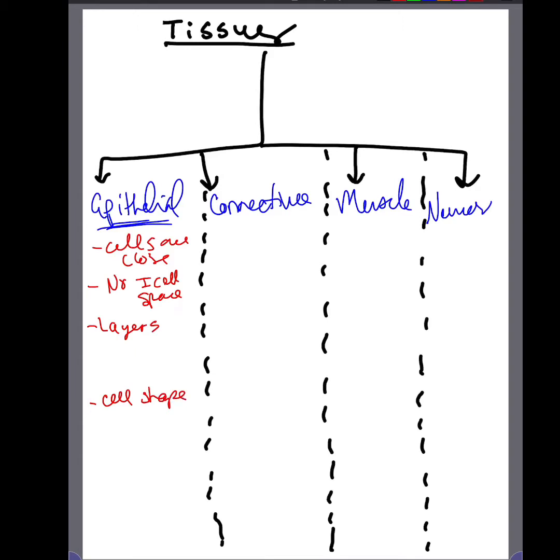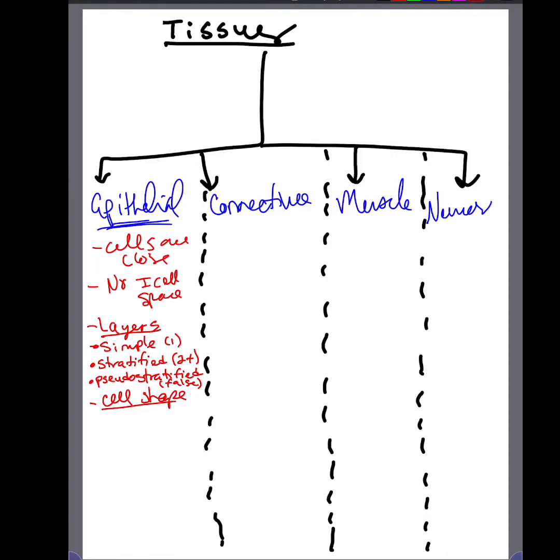For example, when we say layer, we refer to simple layer, which is one single layer, stratified, which is 2 or more layers, and then there is the pseudo-stratified, which means false. In other words, it looks like it's two or more, but in reality it's just one. And so those are the layers.